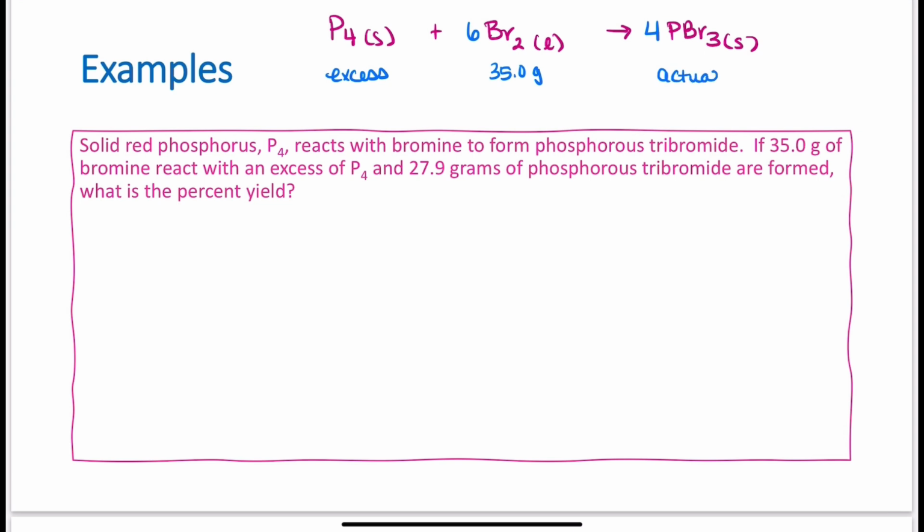And my actual yield is 27.9 grams here. It's telling me this much was formed. So what's my theoretical yield? How many grams of PBr3 could I form theoretically if I react all 35 grams of Br2?